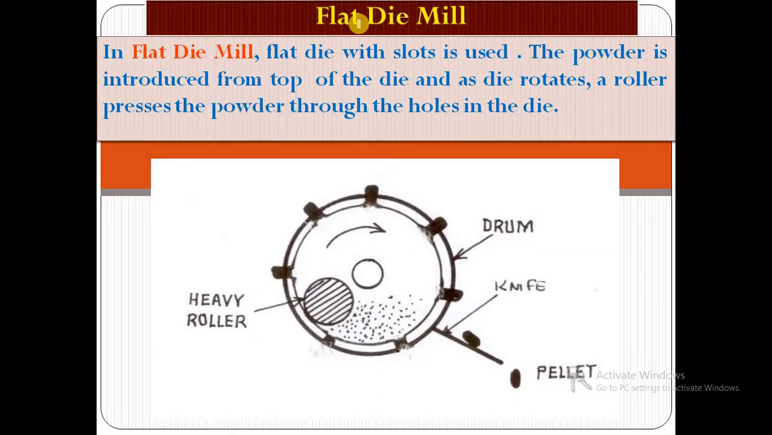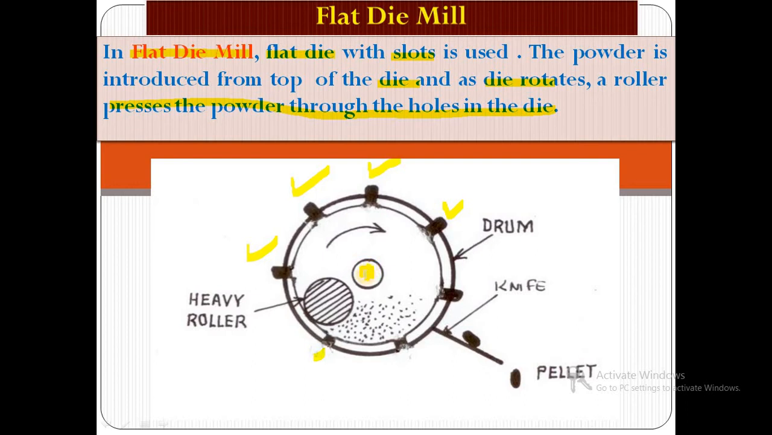So first we will see the flat die mill. In the case of flat die mill, a flat die with specific size slots is used. The powder is introduced from the top of the die, and as the die rotates, a roller presses the powder through the holes in the die. In this case there are different slots. These are the slots at the bottom, and this is the upper part of the flat die mill.